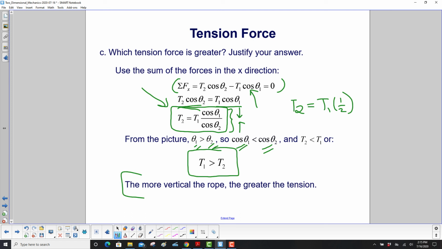In words, the more vertical the rope, the greater the tension. So if you've got two ropes like that and you're trying to pick up a box with somebody and the other person's stronger than you, make that person hold the line more vertical than you are. That person will be bearing more of the load.